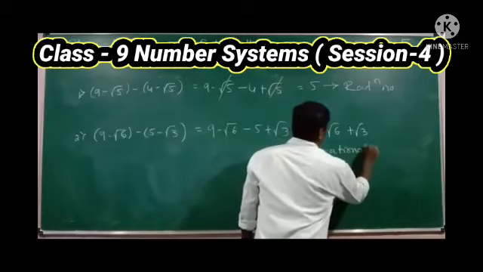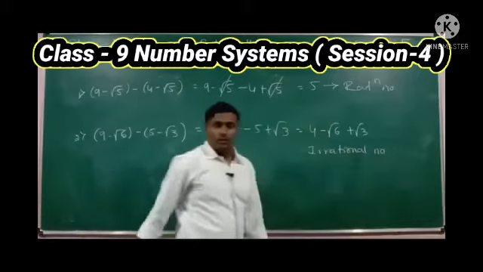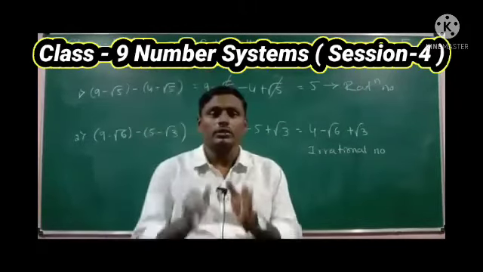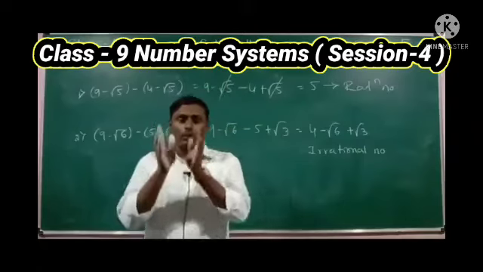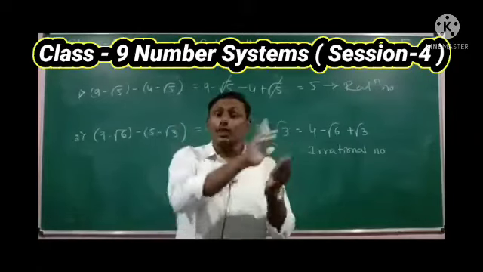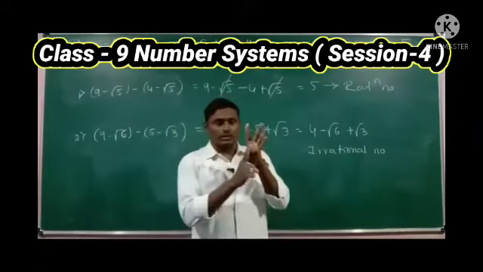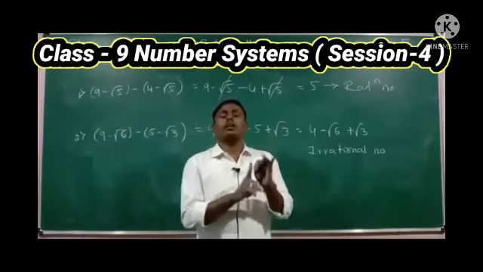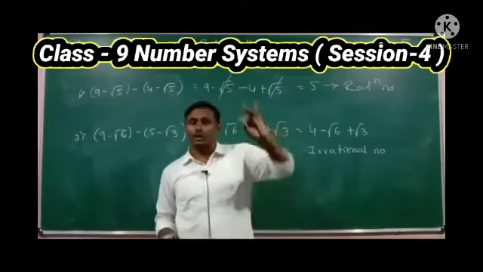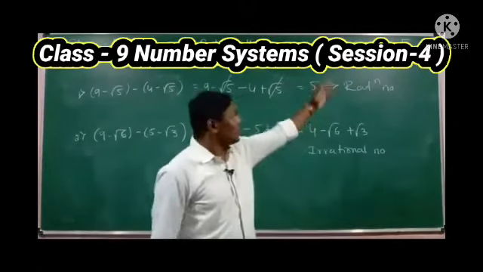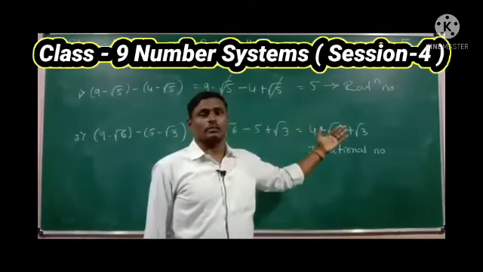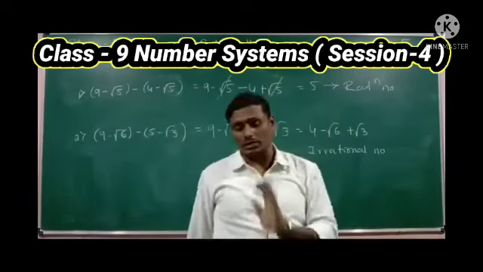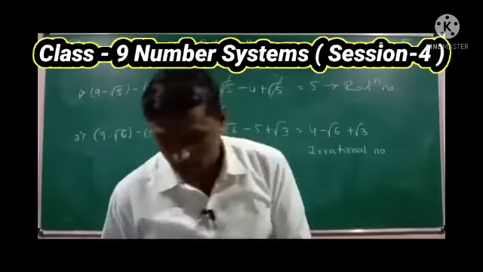Irrational number. So from all these examples, we conclude that the sum or product or difference of any two irrational numbers may be a rational number or an irrational number. In some conditions we get a rational number, and in some conditions we get an irrational number.